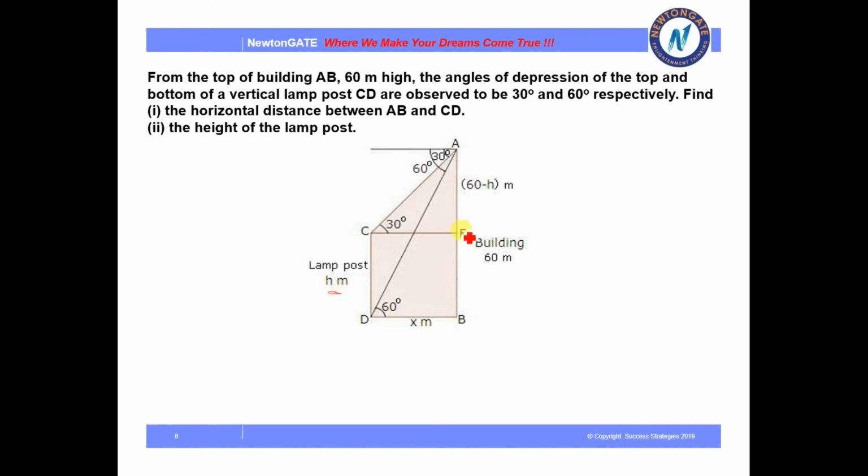So what does that give us for AE? We find the value of AE as 60 minus h. Why? Because EB is equal to CD. So AE gives us 60 minus h.